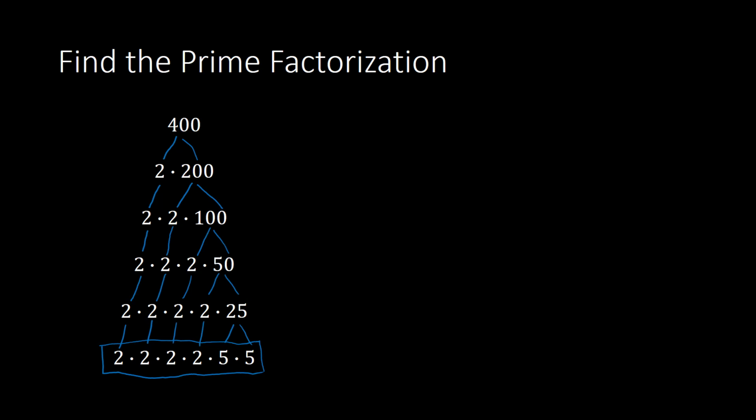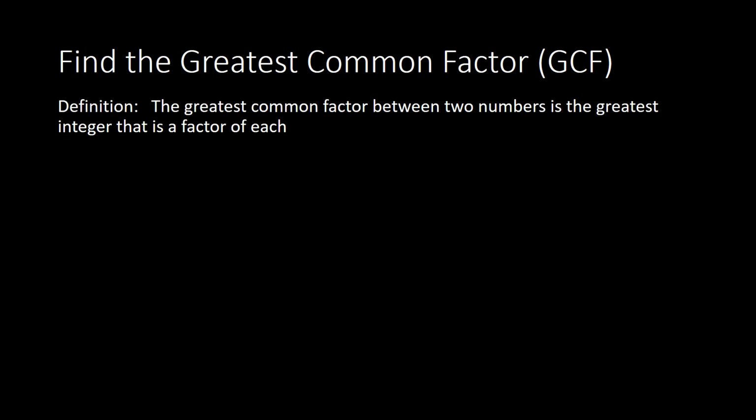So beginning with the greatest common factor. What is the greatest common factor? Well, it is simply the greatest integer or number that is a factor of each. So for example, here we have the numbers 8 and 12, and we are wondering, what is the greatest common factor? Which factor is the biggest one that they have in common?